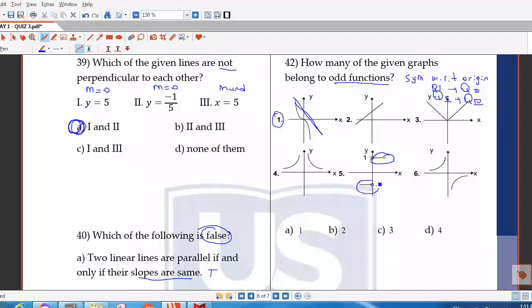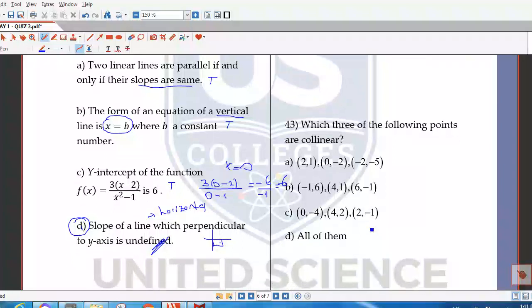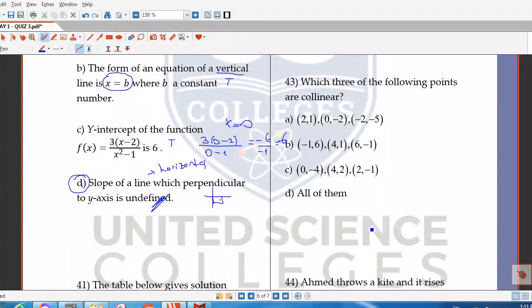First quadrant, third quadrant, so there is a symmetry with respect to origin, so it should be the graph of an odd function. And one part is in the second quadrant, the other part is in the fourth quadrant, so there is a symmetry with respect to origin. So 3 of the given graphs are for odd functions.